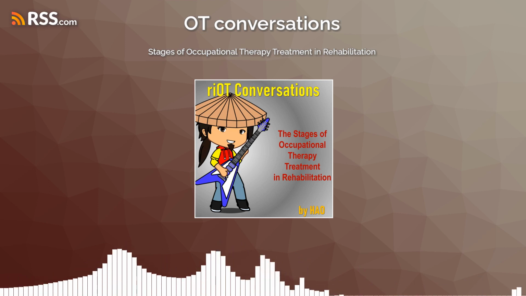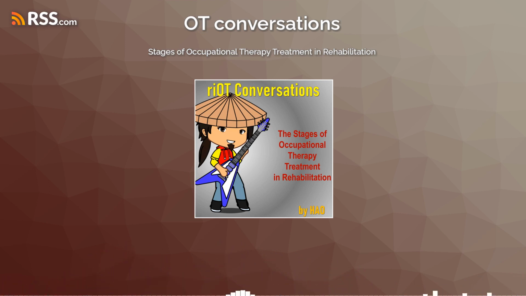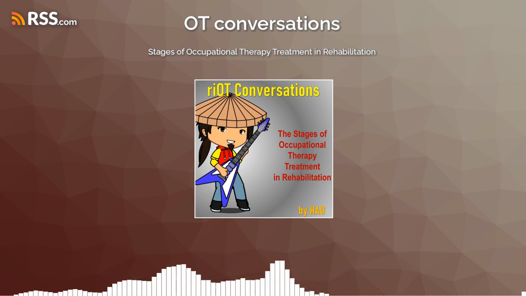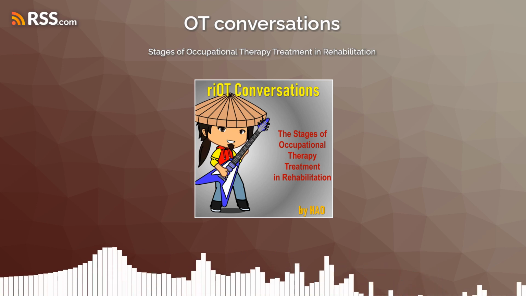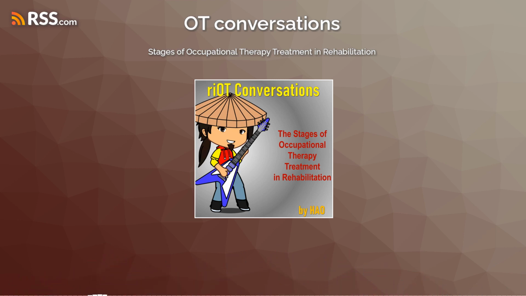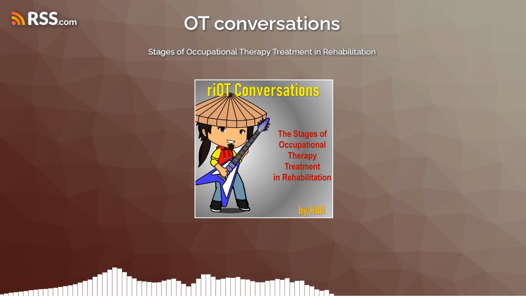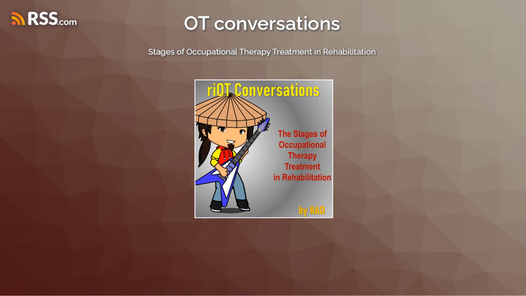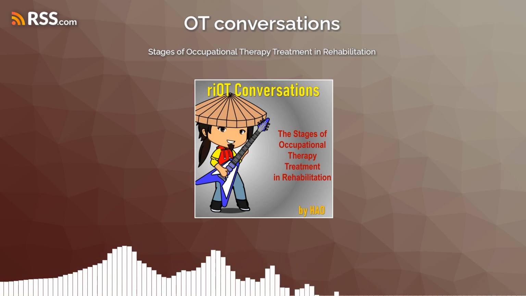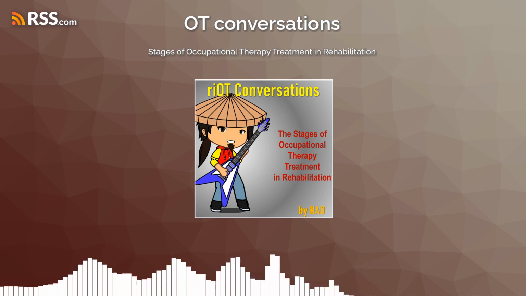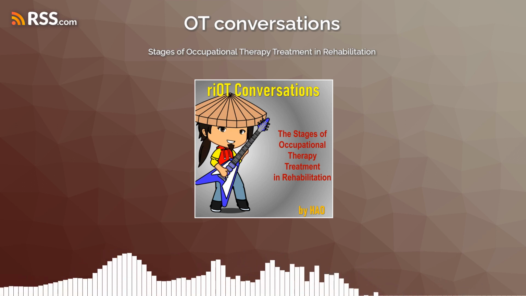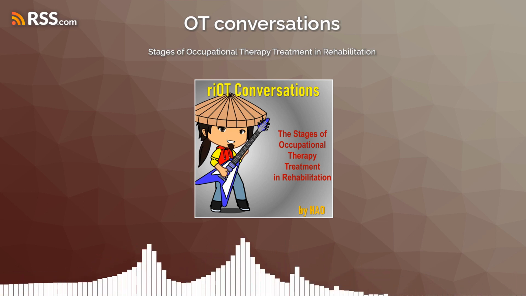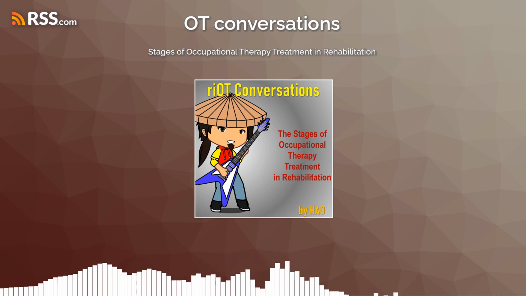The first stage is adjunctive methods. Let me tell you what these adjunctive methods are. These adjunctive interventions are methods like exercises. They can be facilitation and inhibition techniques. They can be positioning, splinting, sensory stimulation, and use of selected physical modalities. Now, these methods are often used in, but not limited to, the acute stages of illness or injury.